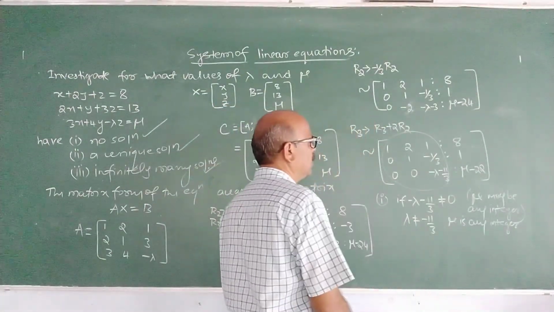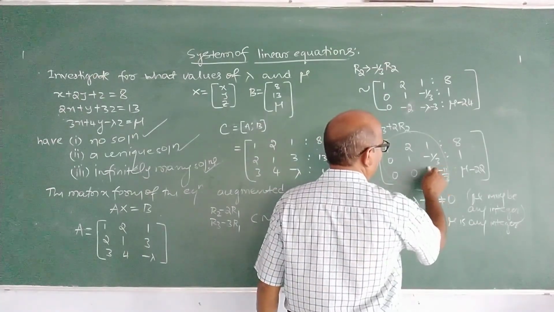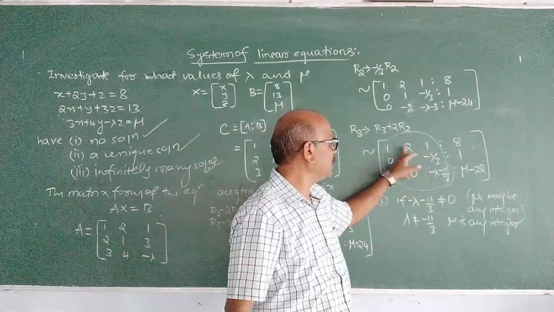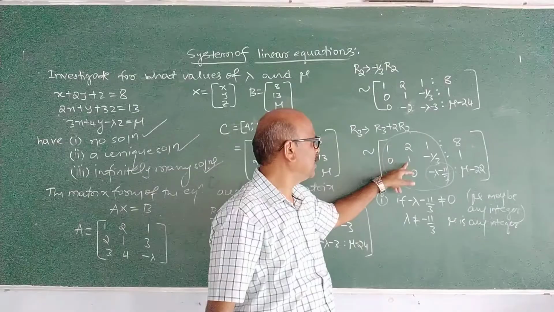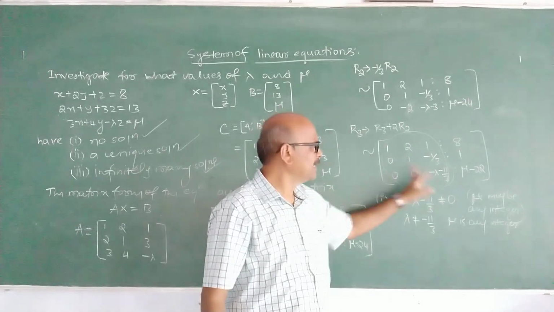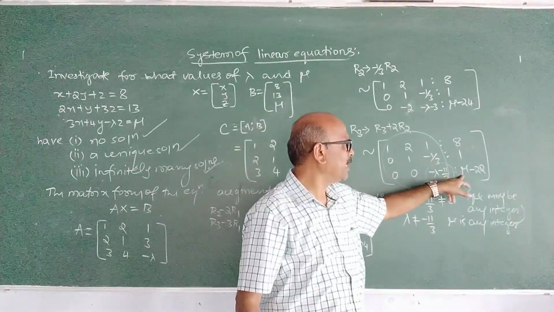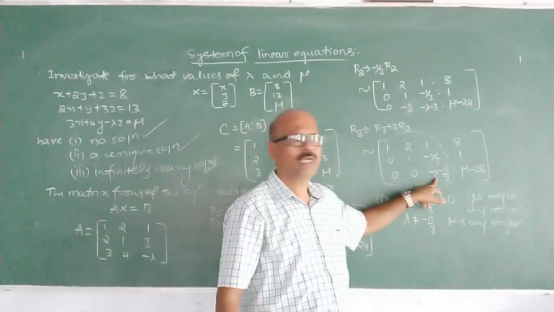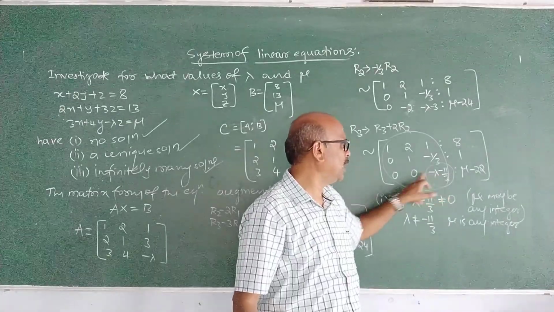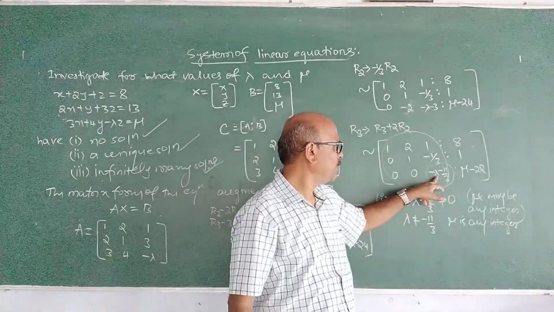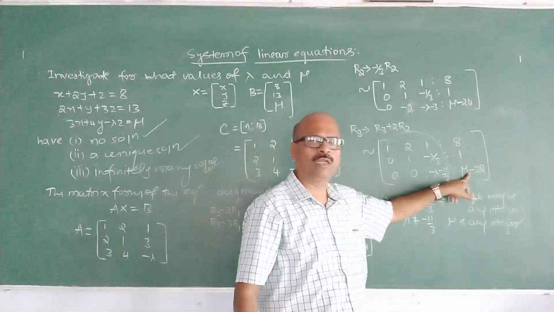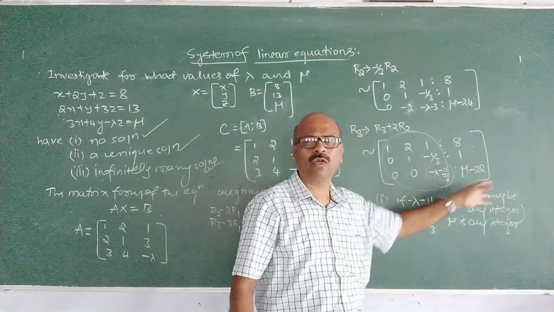Then what happens? If lambda is not equal to minus 11 by 3, this is not 0. It is not 0 means the coefficient matrix, only refer this, has 3 non-zero rows. At the same time, the augmented matrix also has 3 non-zero rows. Your mu may be equal to 22. Then what happens? This is 0, but it involves this also. The augmented matrix involves the other 3 elements also in the row. So since it is not 0, it may be 0 also. Mu may be equal to 22 or not equal to 22.